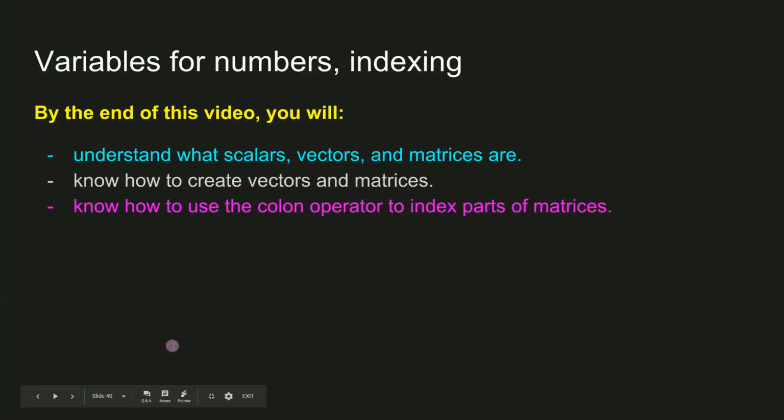Let's recap. The main topic here was using variables to store numbers. These are called numeric variables. I introduced you to scalars, vectors, and matrices. I showed you how to create vectors and matrices. I showed you the transpose operator to flip rows into columns. And I showed you two different methods for accessing parts of vectors and matrices. One was using the colon operator, and a second was indexing them directly using square brackets.